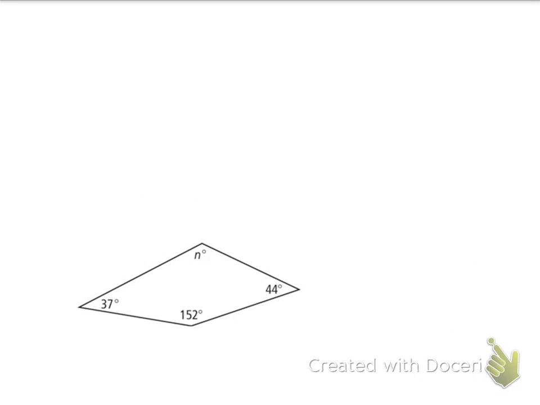Okay, my next one, 1, 2, 3, 4 sided figure, so I already know it's 360, so if I wrote it out the long way, I would be adding all of them and setting it equal to 360. So 360 minus that 37 minus that 44 minus 152. I've got my n to be 127 degrees.